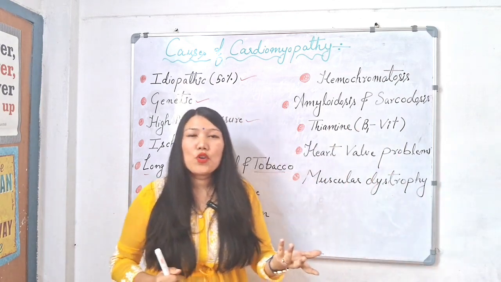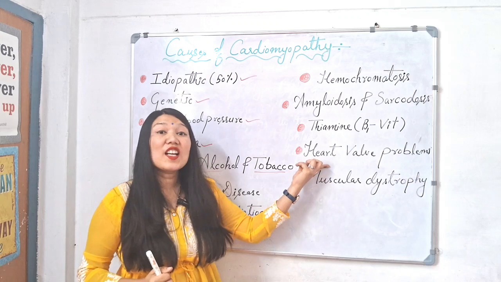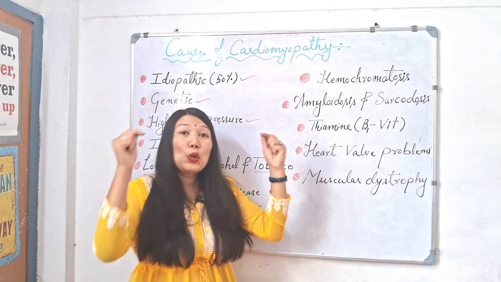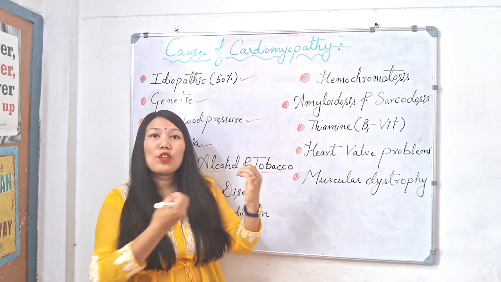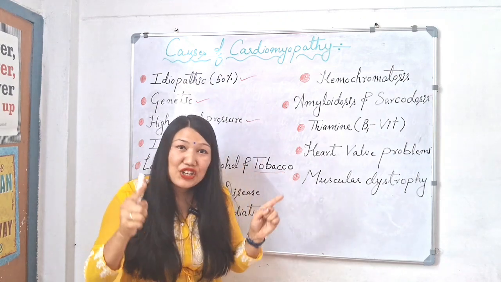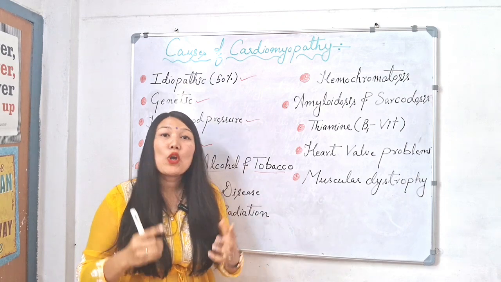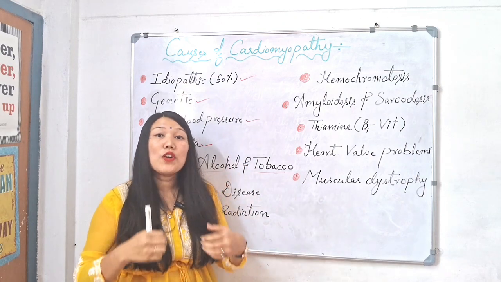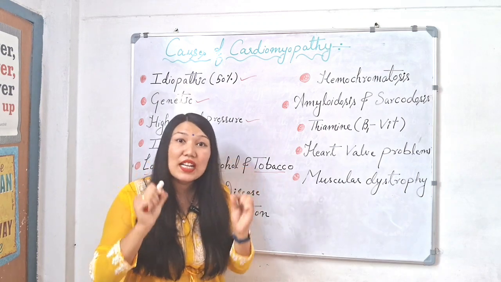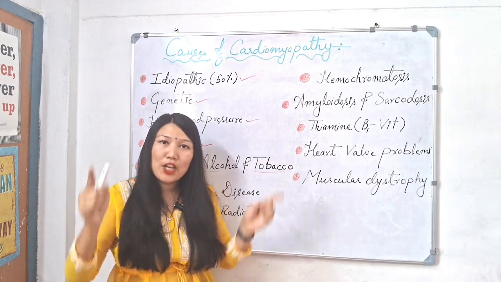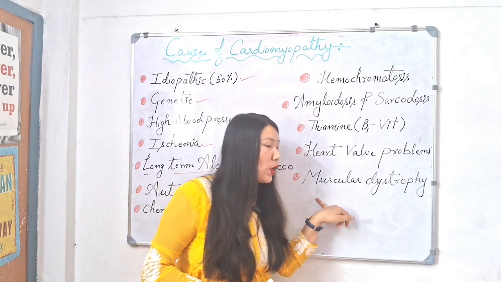Or suppose, as another example, there is regurgitation in the valve. Then what will happen? Due to regurgitation, extra blood will flow backward into the chamber and there will be dilation and weakness in the chamber because of the extra blood accumulated there, the backflow of blood into the same chamber. Next we have muscular dystrophy.